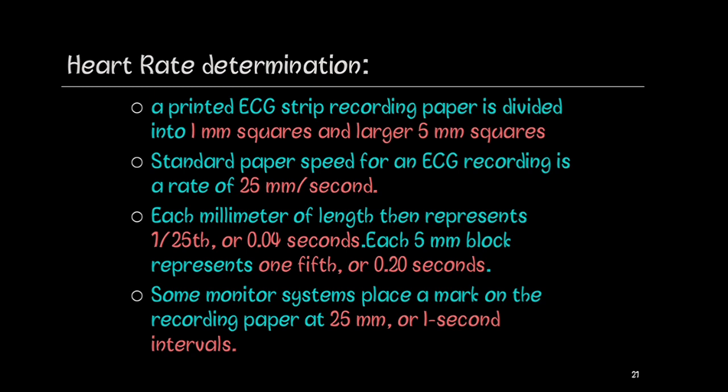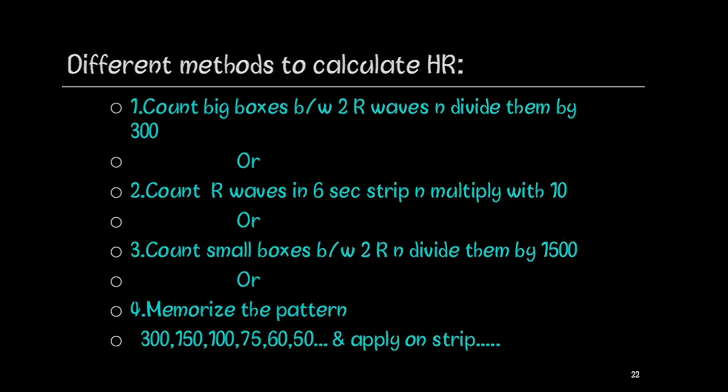Each millimeter of the length then represents 1/25th or 0.04 seconds. Each 5 mm block represents 1/5 or 0.20 seconds. Some monitor systems place a mark on the recording paper at 25 mm or 1 second intervals. Now there are different methods to calculate the heart rate.